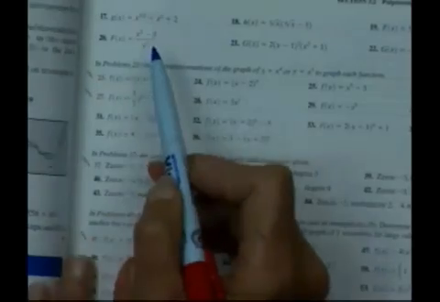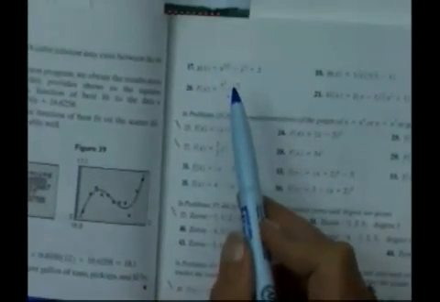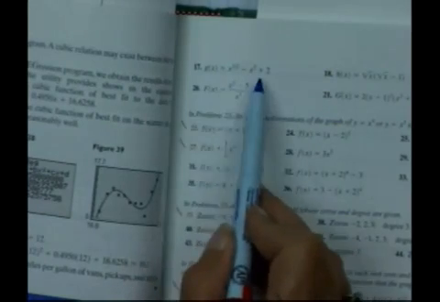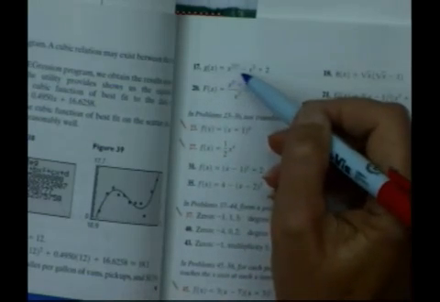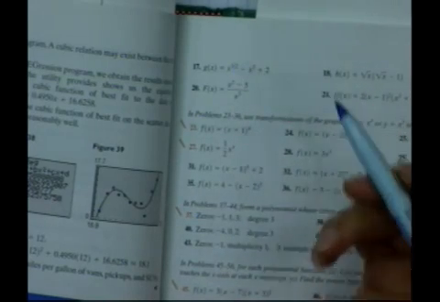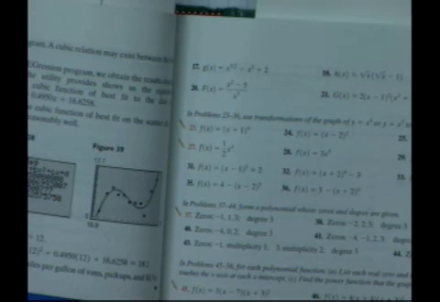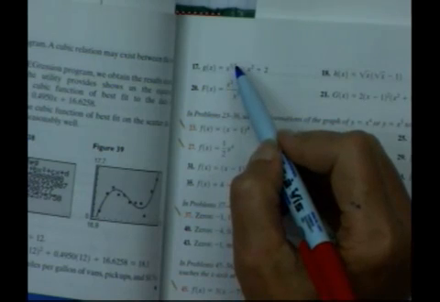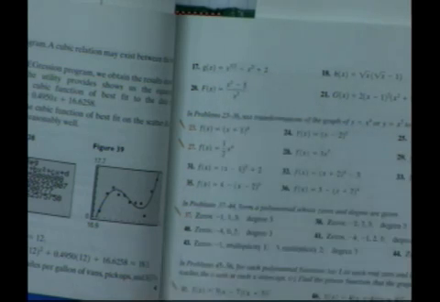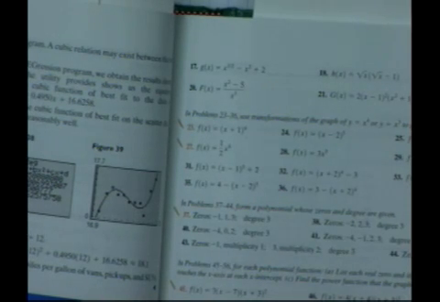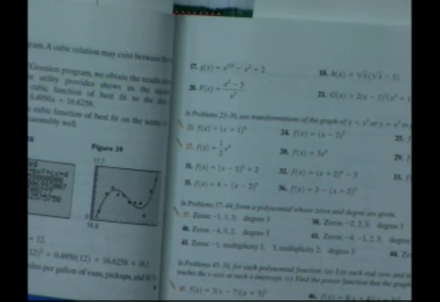What would you say about number 17? Would you say that that is a polynomial function? Why would you say no? The exponents are 3/2, and the rule is the exponent has to be 0, 1, 2, 3, and so on. 3/2 is really a square root cubed, right? So that is not a polynomial function. Everybody got the terms? Know what a polynomial function is?